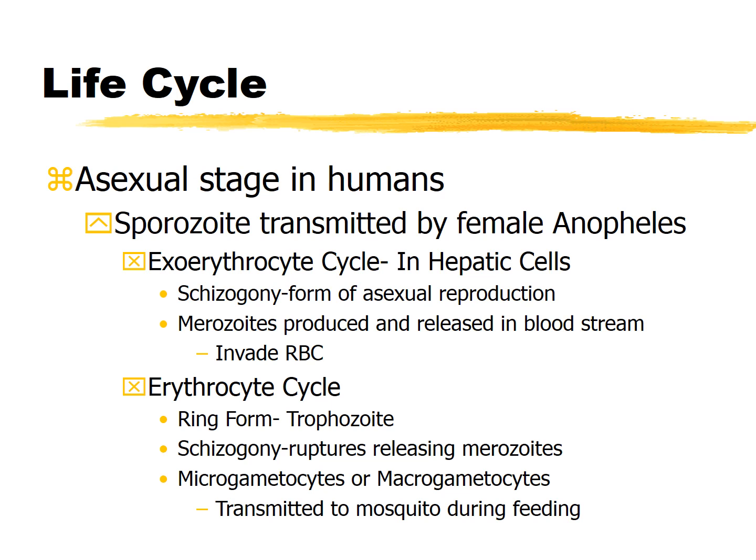You'll also have those microgametocytes and macrogametocytes. We see those when they're transmitted to the mosquito during feeding. You can also see those within the red blood cell and outside of the red blood cell.